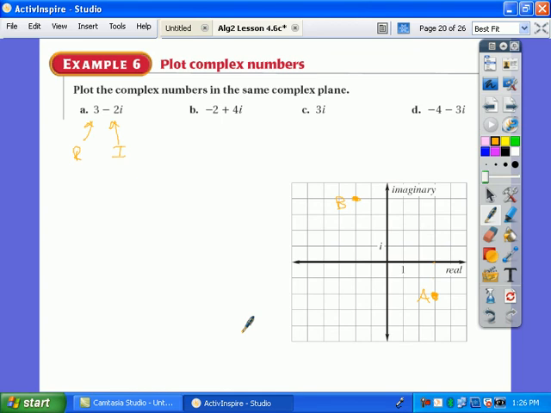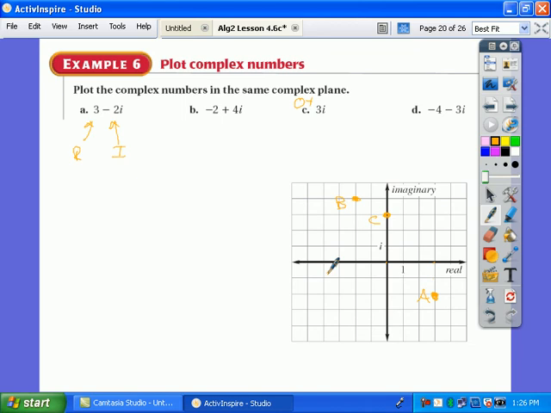Now point C, that's interesting, right? It doesn't have a real number part. So class, what do you think I'm going to do? Yeah, very good. If you want, you could think of it as a 0 out front, but I'm not going to go left or right any. I'm just going to stay right on the imaginary axis. And now I'll go up 3 units. Okay, that's our point C.